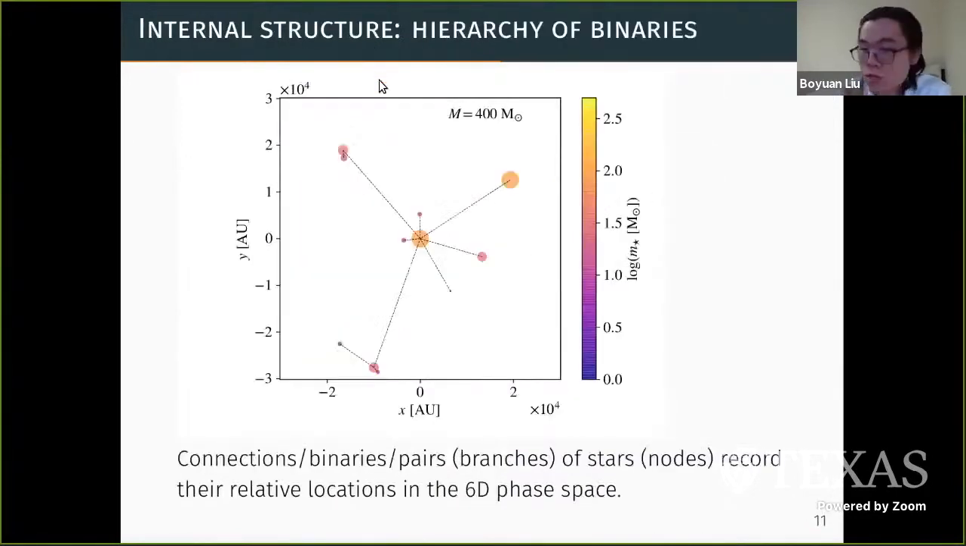For the internal structure, we construct the newly born cluster as a hierarchy of binaries based on the properties of hierarchical fragmentation learned from small-scale simulations. The basic idea is that here I show you an example. These dots are stars. Each star is a node in this tree, and each connection between 2 stars tells us the relative locations of these 2 stars in a 6D phase space. And then in this way, we can generate the distributions of stars in this phase space.